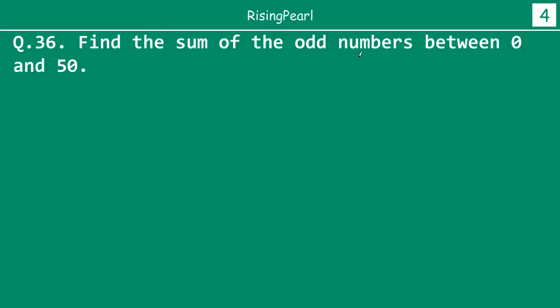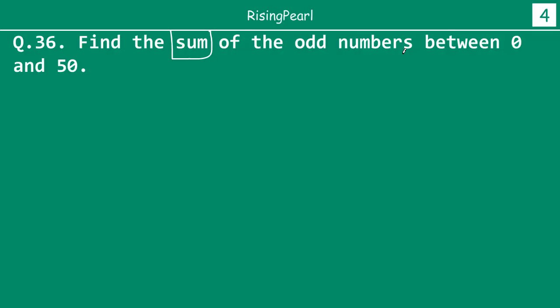Find the sum of odd numbers between 0 and 50. This is a super interesting question because it's a really straightforward question. Find the sum of odd numbers between 0 and 50. Whenever you get these kinds of questions, you want to first try and write out at least the first 3 numbers, and then see what is the pattern, if any, in these numbers.